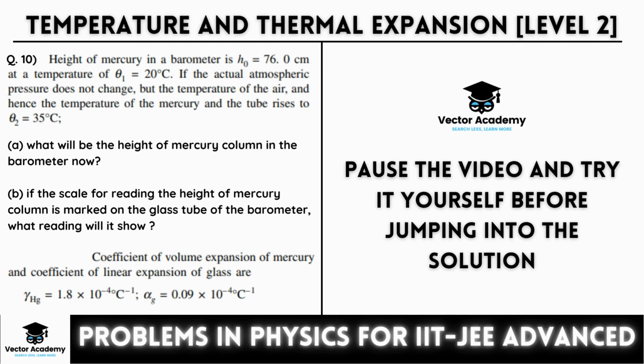Coefficient of volume expansion of mercury and coefficient of linear expansion of glass are gamma Hg equals 1.8 × 10^-4 per degree Celsius, alpha g equals 0.09 × 10^-4 per degree Celsius.